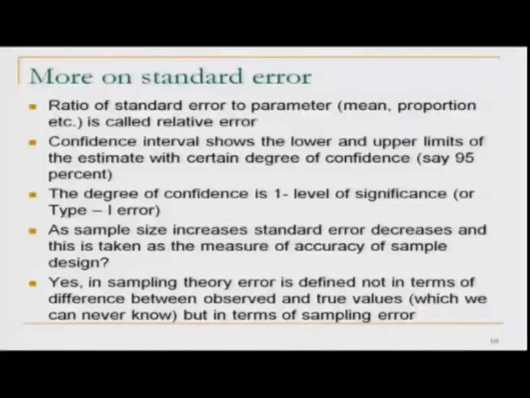More on standard error. If you look at reports of NFHS, you will find they have given estimates of means, estimates of proportions, and standard error, and also relative error. This ratio of standard error to the parameter mean or proportion is called relative error, because the amount of sampling error makes sense only in relation to the mean or proportion value of the parameter.